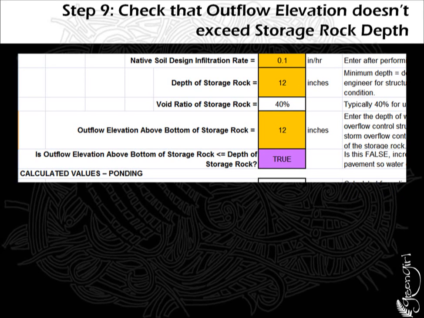So is the outflow elevation above the bottom of the storage rock, that's this thing here, less than or equal to the depth of the storage rock? If this number is greater than the depth of the storage rock, water's either going to be coming up through the pavement or you've created an impossible situation. So it's just a little check to make sure that you understand what you're doing and that you've entered the numbers correctly. And this should always be true before you move on to look at anything else.